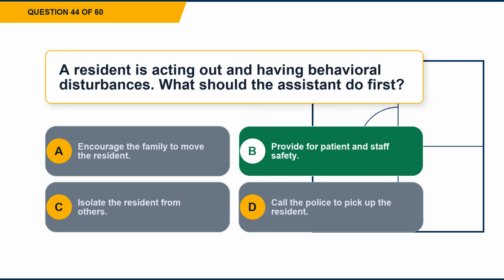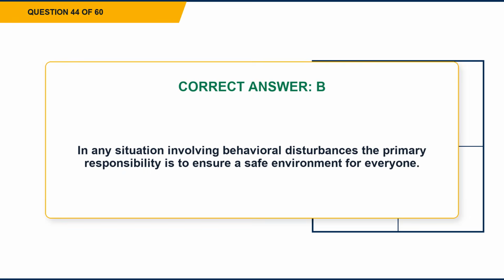The correct answer is option B. Provide for patient and staff safety. Explanation. In any situation involving behavioral disturbances, the primary responsibility is to ensure a safe environment for everyone.